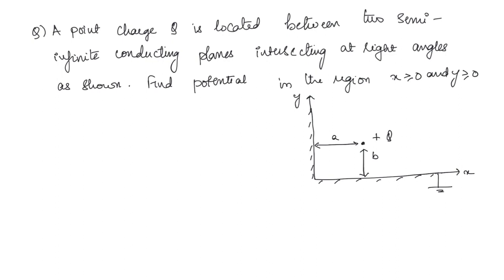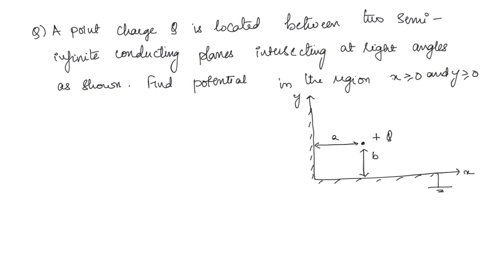Here the question is, a point charge plus Q is located between two semi-infinite conducting planes intersecting at right angles as shown. Here you have one conducting plane, here you have another conducting plane, but they are only semi-infinite. That means on this side it is not infinite for this plane, and for this horizontal plane, vertical plane, on the other side there is no plane. So it is semi-infinite.